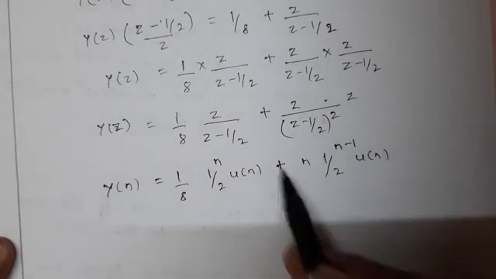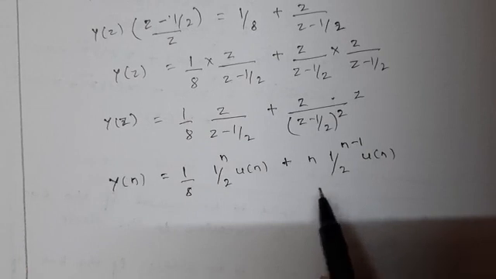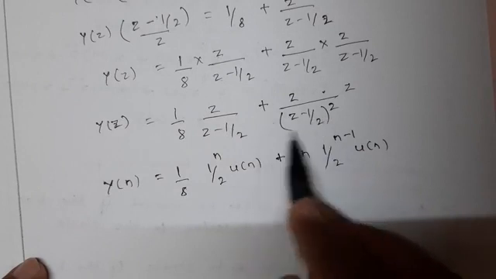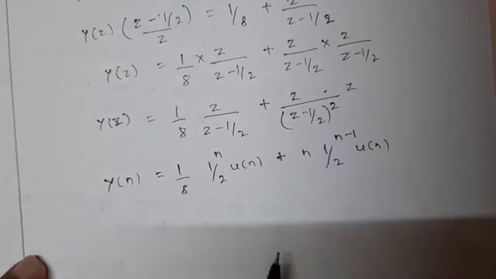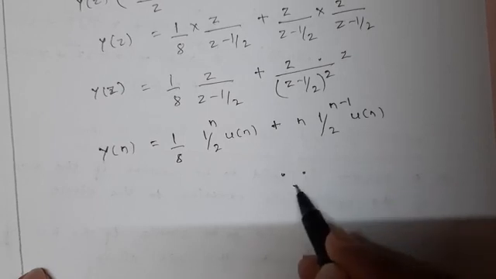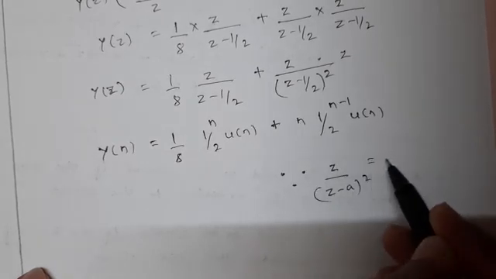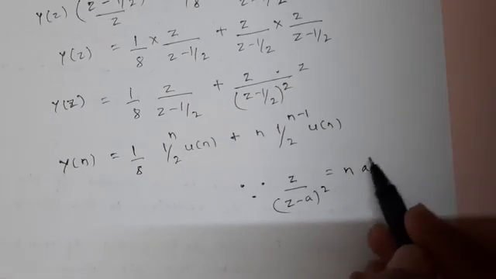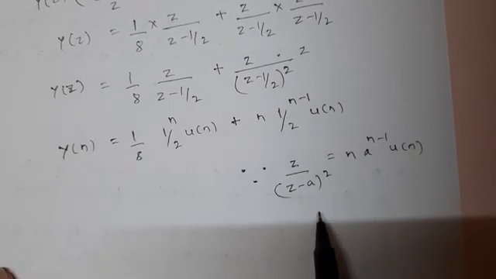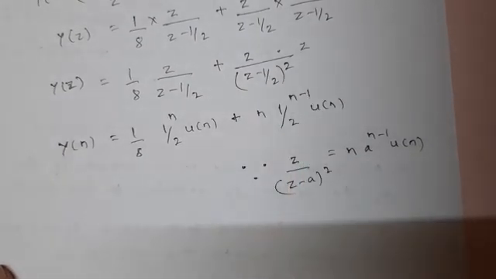What is this? This is a property which we are using: z divided by z minus a square, which I have shown you. The inverse z transform of z divided by z minus a square is n into a to the power n minus 1 u of n. That is the property which I have used. So n into half to the power n minus 1 u of n.